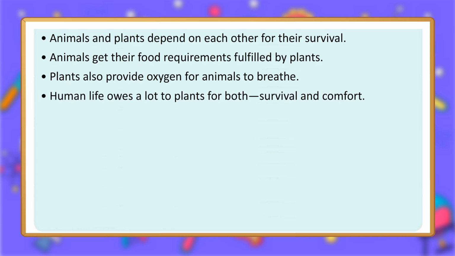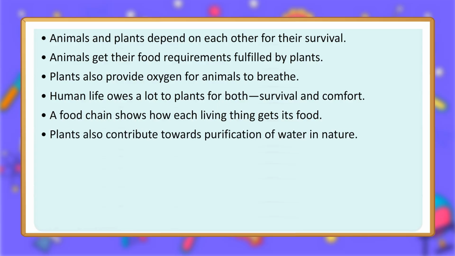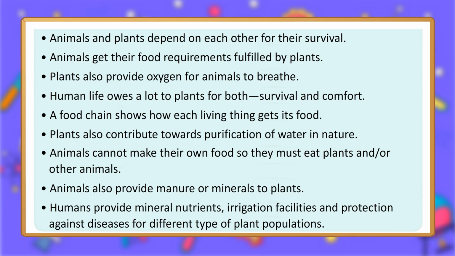Human life owes a lot to plants for both survival and comfort. A food chain shows how each living thing gets its food. Plants also contribute towards purification of water in nature. Animals cannot make their own food, so they must eat plants and or other animals. Animals also provide manure or minerals to plants. Humans provide mineral nutrients, irrigation facilities and protection against diseases for different types of plant populations.